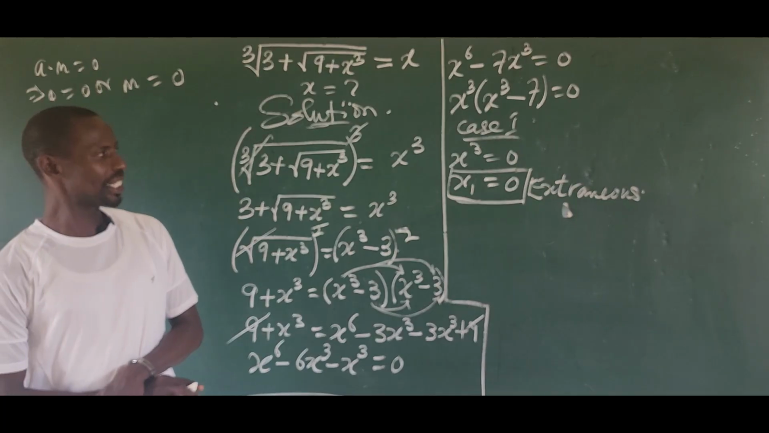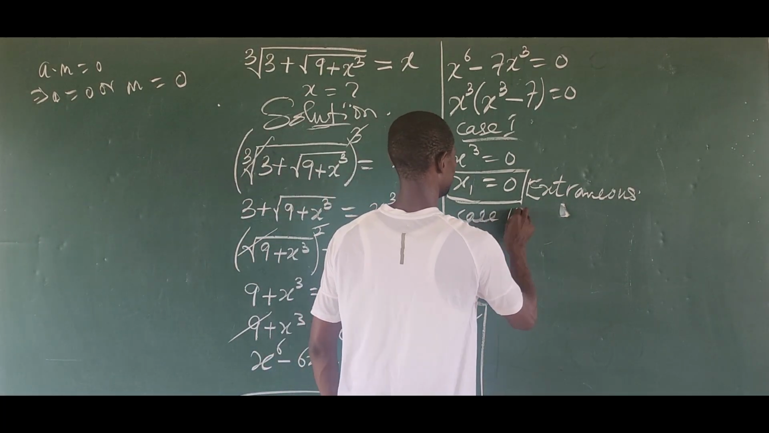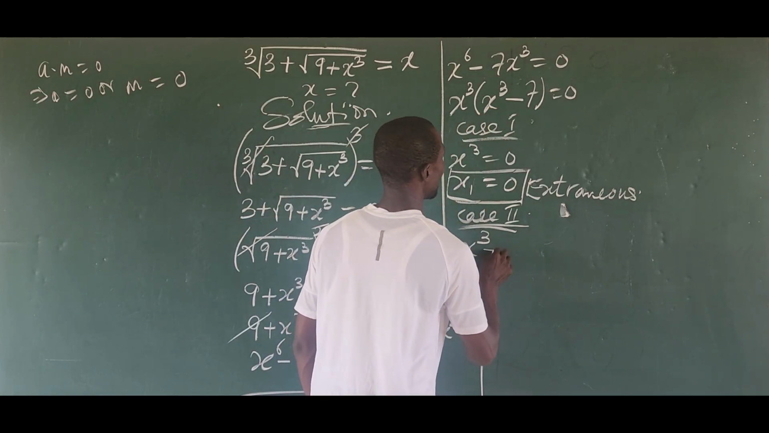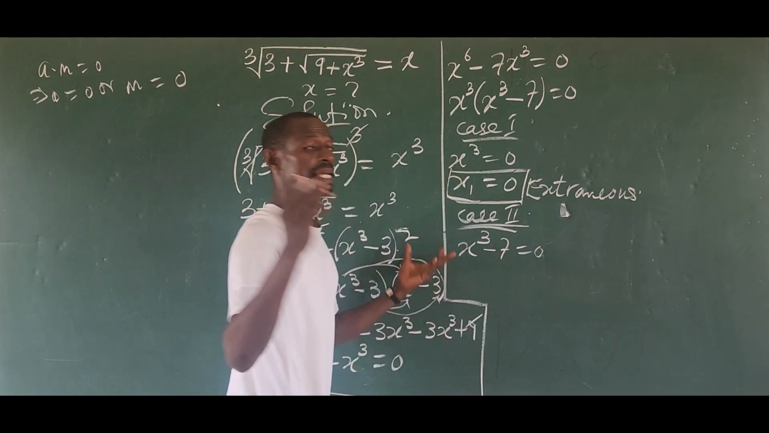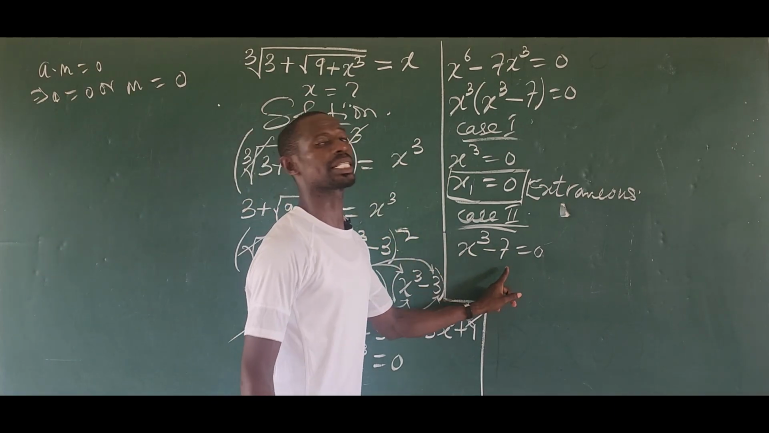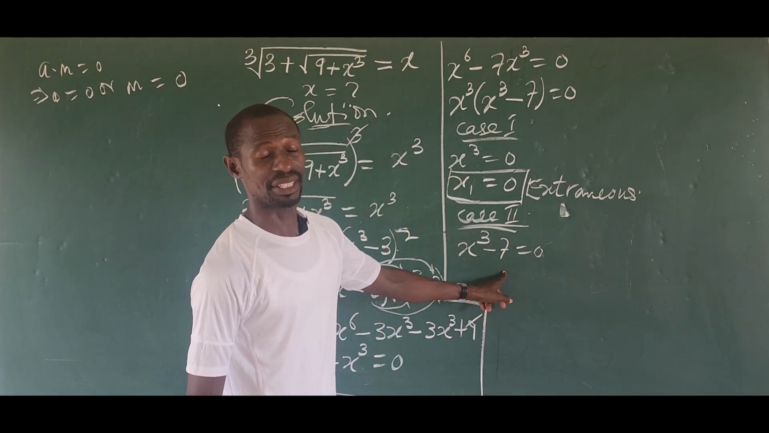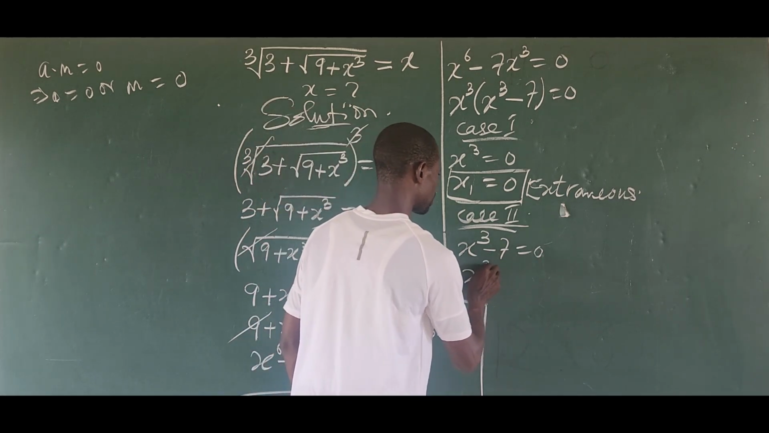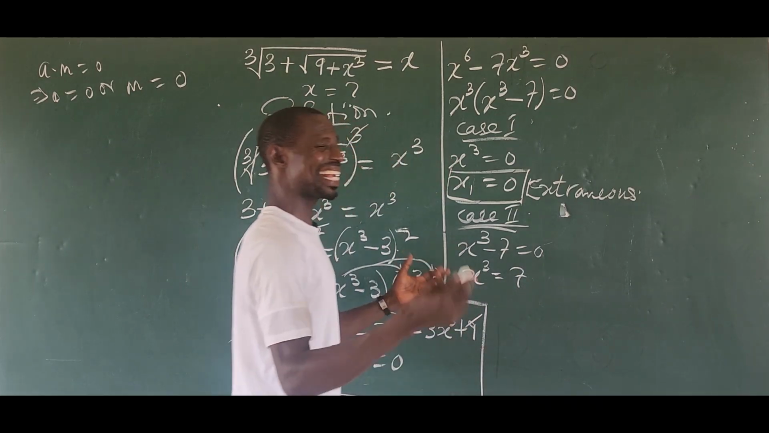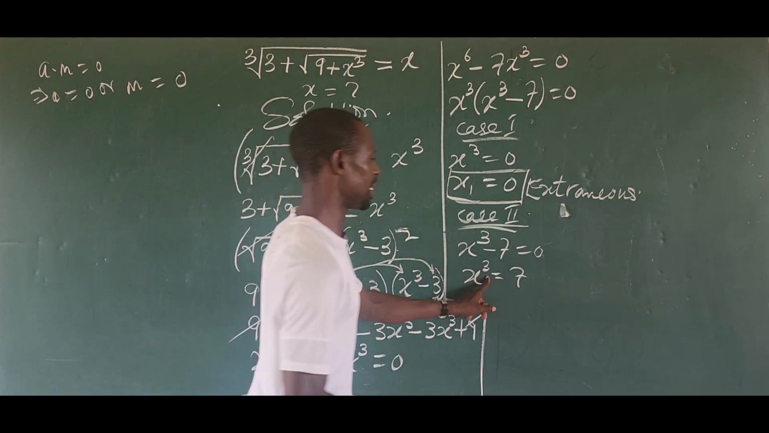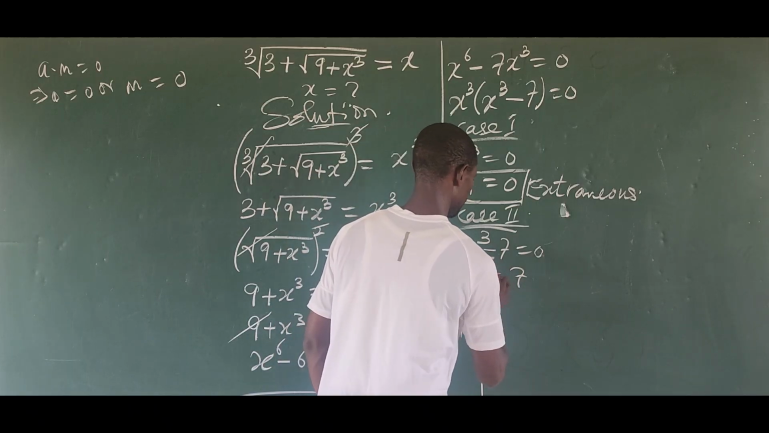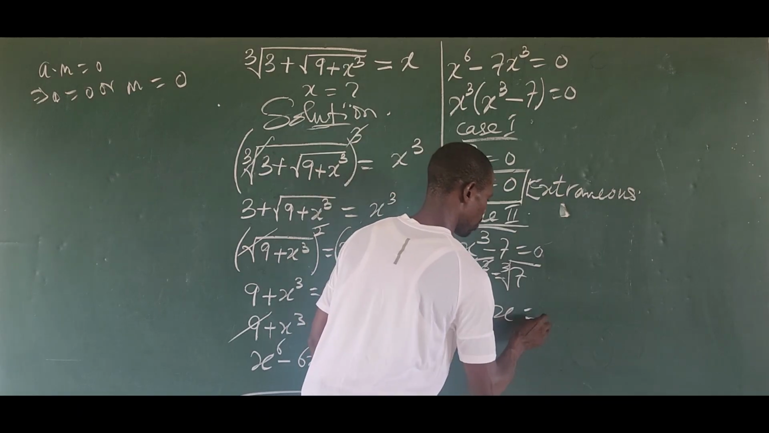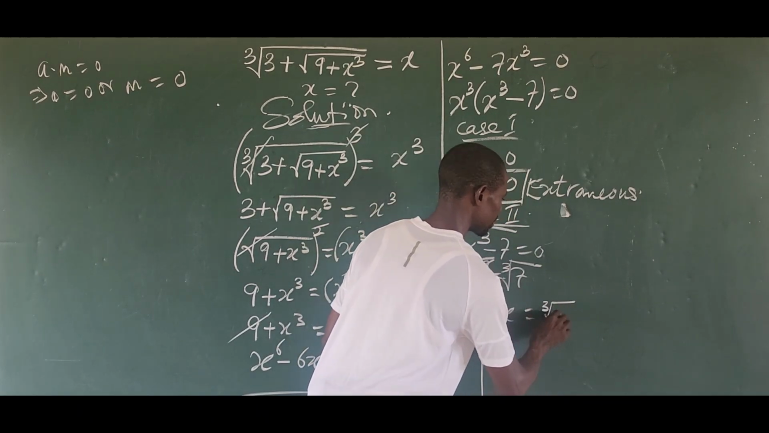Good. Now let's look at case 2. In case 2, we take this, so we have x to the power of 3 minus 7 equal to 0. Easy as ABC. I don't want to rewrite this to bring in a difference of 2 cubes here. I just want to send this to the other side of the equation. It gives us x to the power of 3 equal to 7. Take the cube root of both sides to eliminate this. So we have x equal to the cube root of 7.